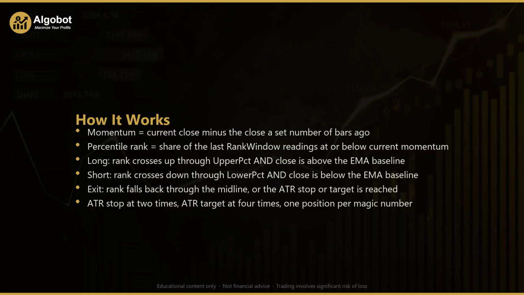Exits are handled three ways. Because momentum tends to fade, an open trade is closed the moment its rank slips back through the midline at 50%. The strategy banks the impulse and steps aside. Behind that sits a protective stop placed 2 times the current ATR away and a wider target placed 4 times ATR away, giving a reward-to-risk shape of 2-to-1. Whichever comes first ends the trade. The system holds just one position per magic number at a time.